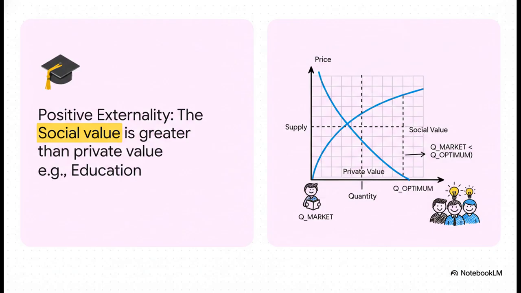And what happens? The market produces at Q market, which is less than the optimal quantity for society, Q optimum. The market underproduces. It doesn't make enough. So the solution here isn't a tax. It's the opposite. It's a subsidy to encourage more people to get educated and push us closer to that optimal point.